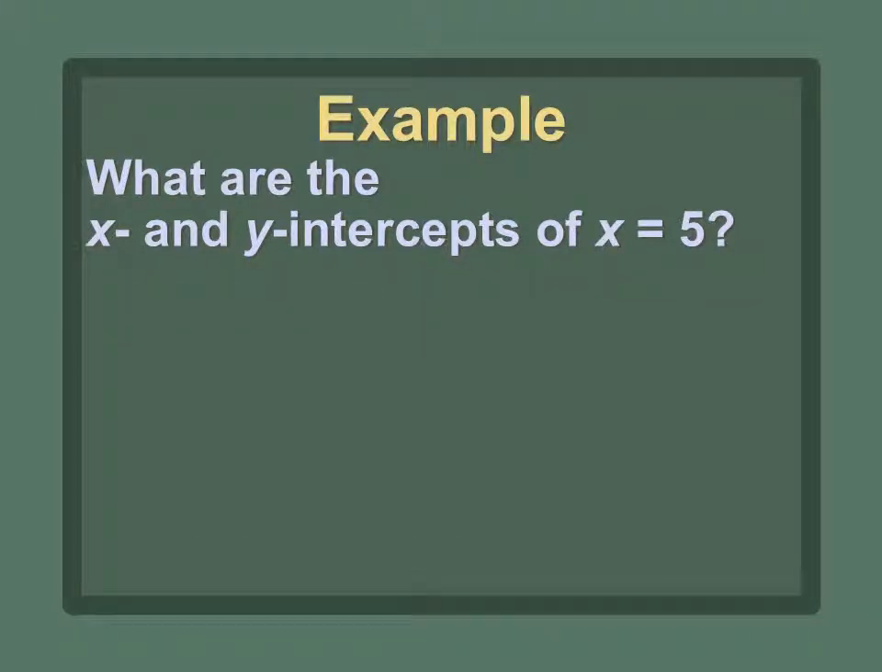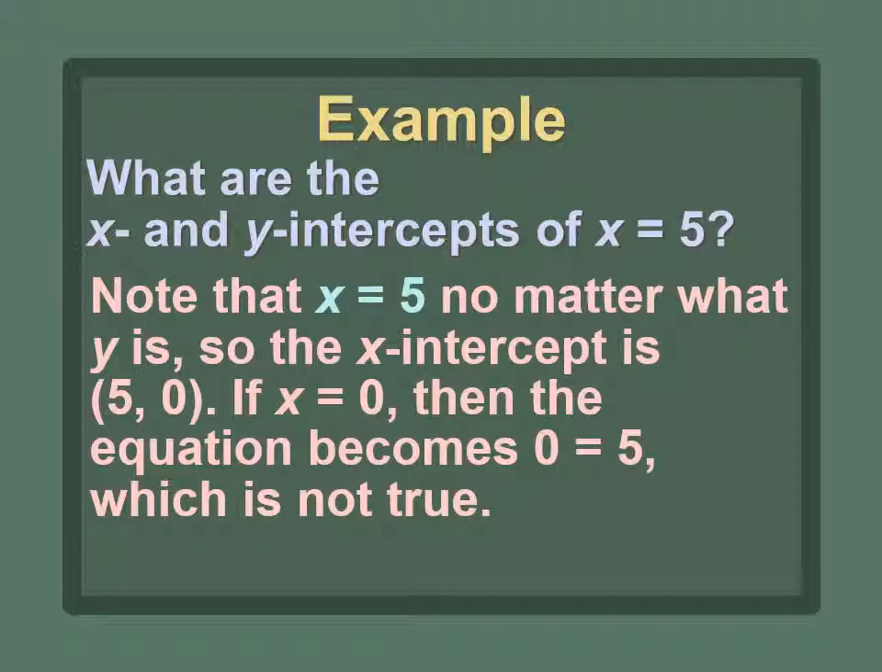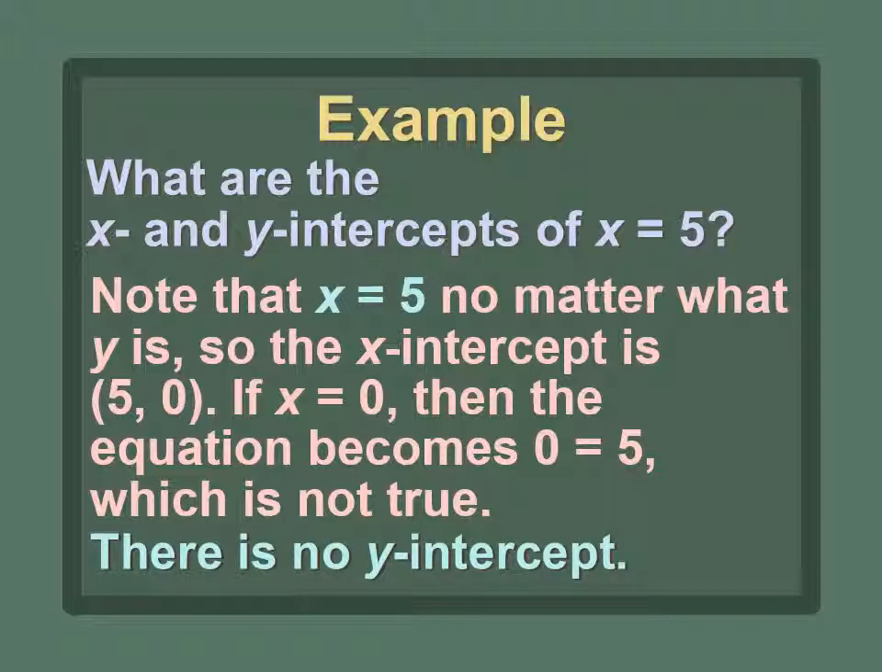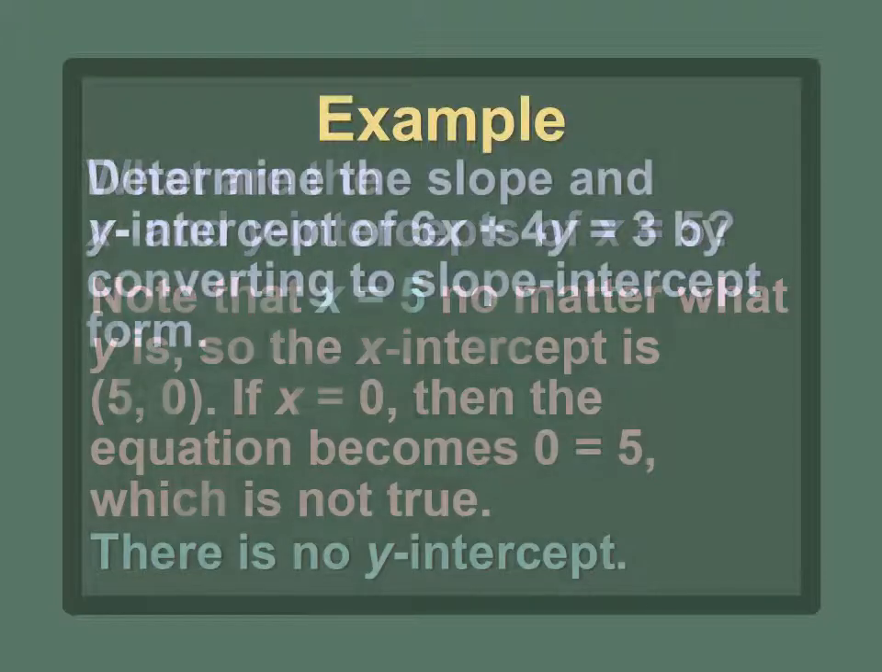Look at the equation x equals 5. No matter what y is, x is 5. So that means the x-intercept is (5, 0). However, if we are looking for the y-intercept, then the equation becomes 0 equals 5, because to get a y-intercept, we have to let x be 0. And so we get 0 equals 5, which is not true, so that means there's no y-intercept.